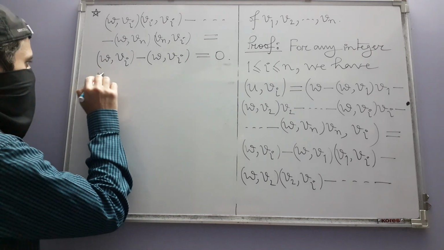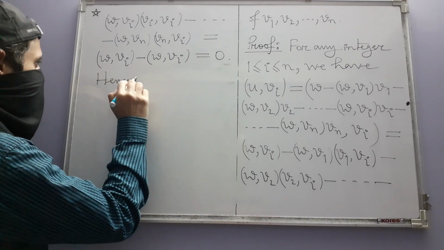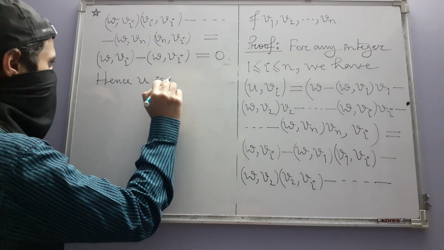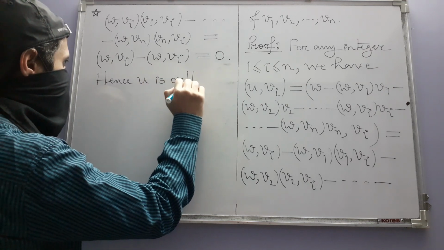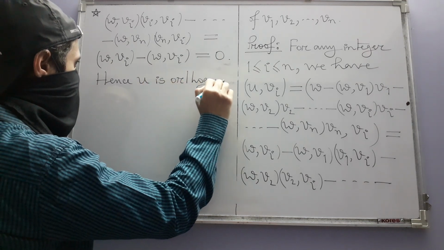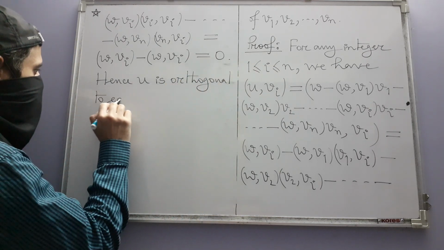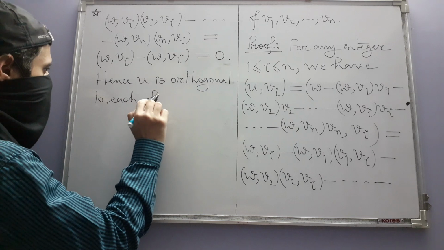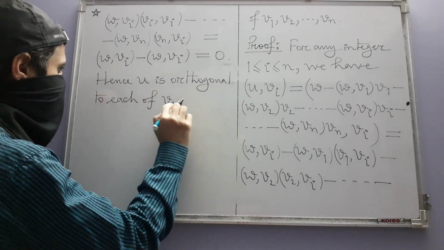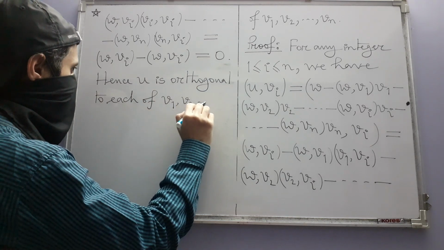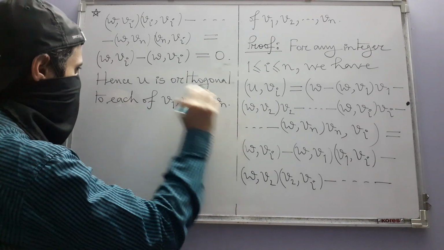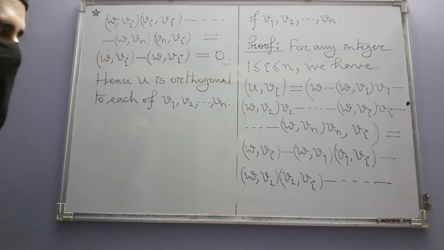Hence u is orthogonal to each of the vi's. That's it, that's the proof.